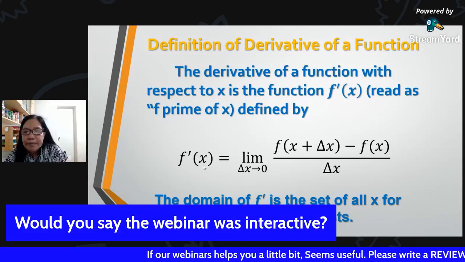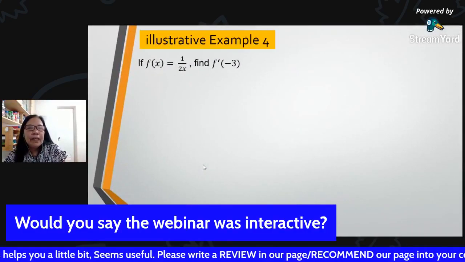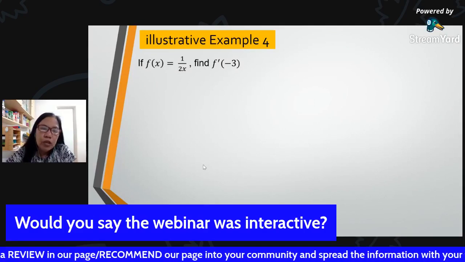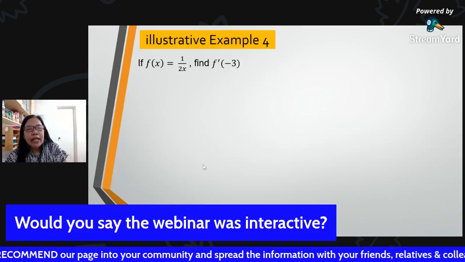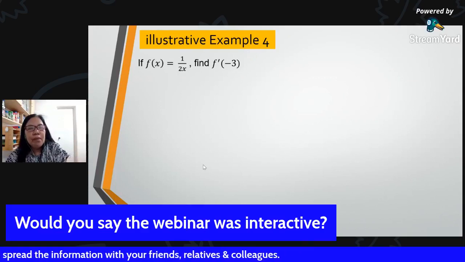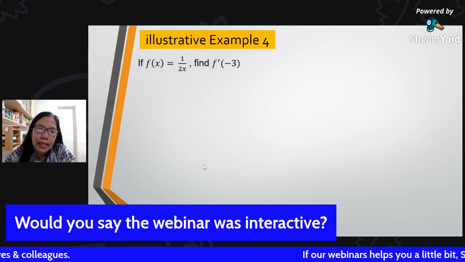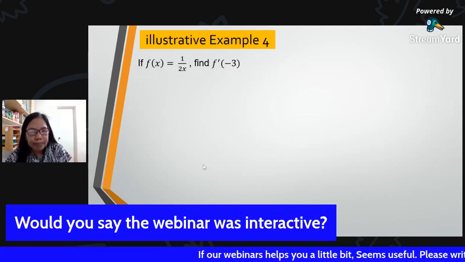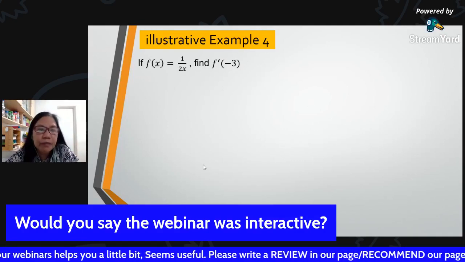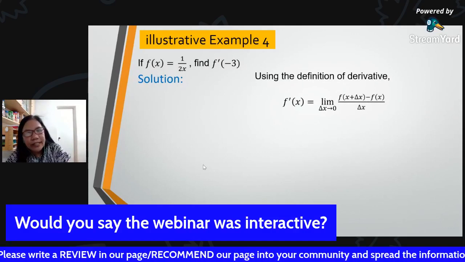Again, the limit exists. Okay, so if we have a problem like this: if f of x equals 1 over 2x, find f prime of negative 3. This problem also means that you have to find the slope of the tangent line at x equals negative 3. So see, the slope of the tangent line and the derivative of the function. So let us solve this one, using the definition.